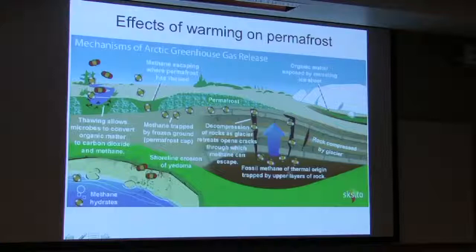This is a nice diagram covering some of the topics I just mentioned. So methane trapped under the layers of rock or soil will be released when the permafrost thaws, and it releases a gas that is flammable. Methane is flammable. I think I have a movie, okay, not quite on the next slide, but there's going to be a really nice movie coming up.